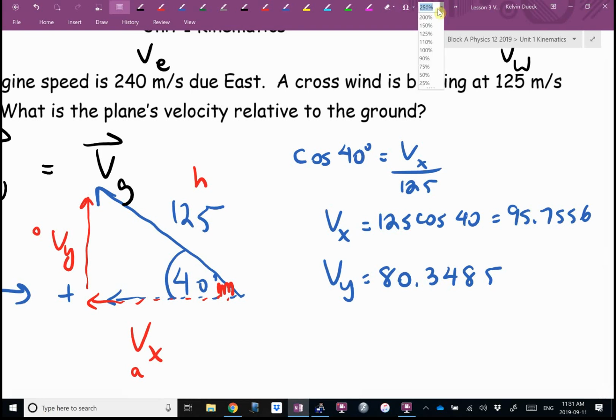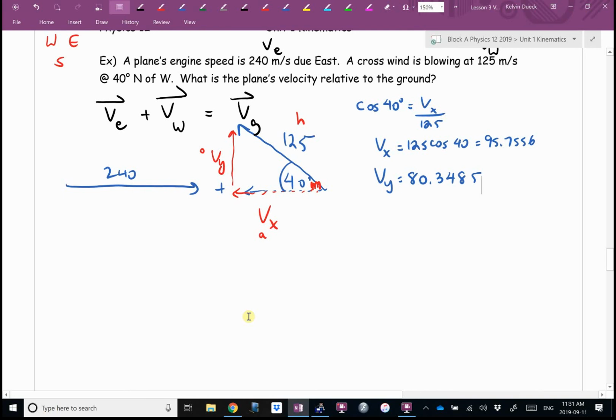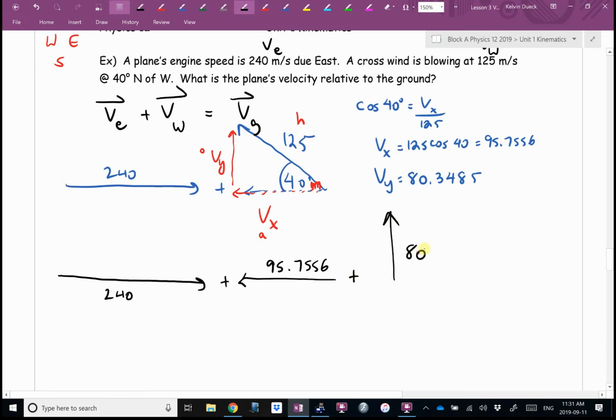And now I got to zoom back out so I can get this all on the same screen. I'm going to redraw a little picture. So I still have this 240. Plus, but now I have a Vx pointing to the left of 95.7556. And I have a Vy pointing up of 80.3485.